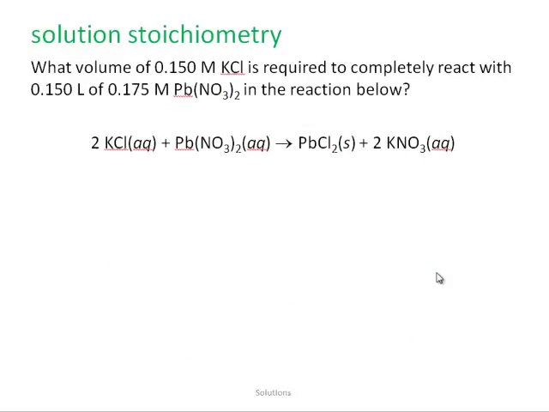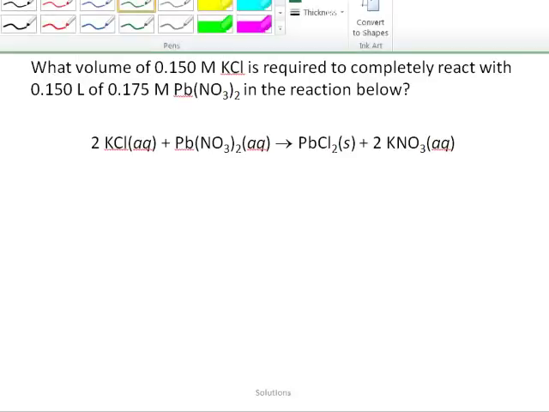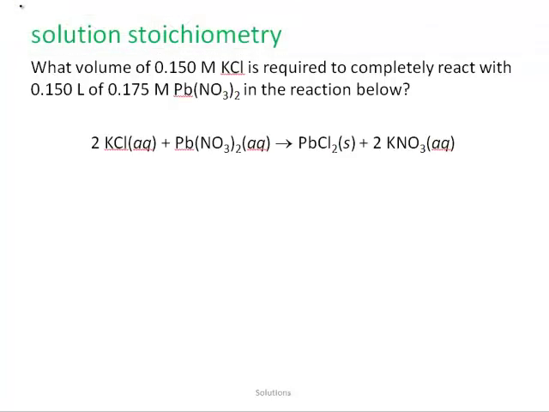Okay, so let's do an example of that. Let's say we have a 0.15 molar KCl solution and react it with 0.175 molar lead nitrate solution. The lead nitrate solution has a volume of 0.150 liters. How much volume of KCl do I need to react completely with this? Okay, so what I'm going to do is go from volume of lead nitrate to moles of lead nitrate, moles of lead nitrate to moles of KCl, and then moles of KCl to volume using the conversion factor. Molarity is a conversion factor, that is.